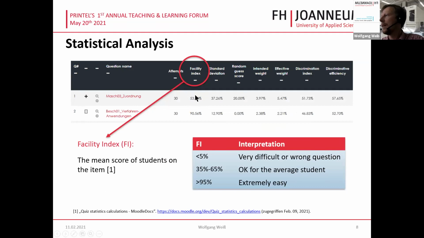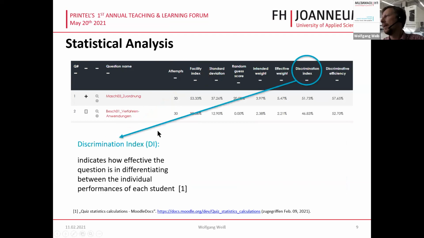This is an average facility, average difficult question. And question 2 has a facility index of over 90%. So this is an extremely easy question. Most of the students could answer these questions with a very high grade. This is one of the statistical results, but there are some more.